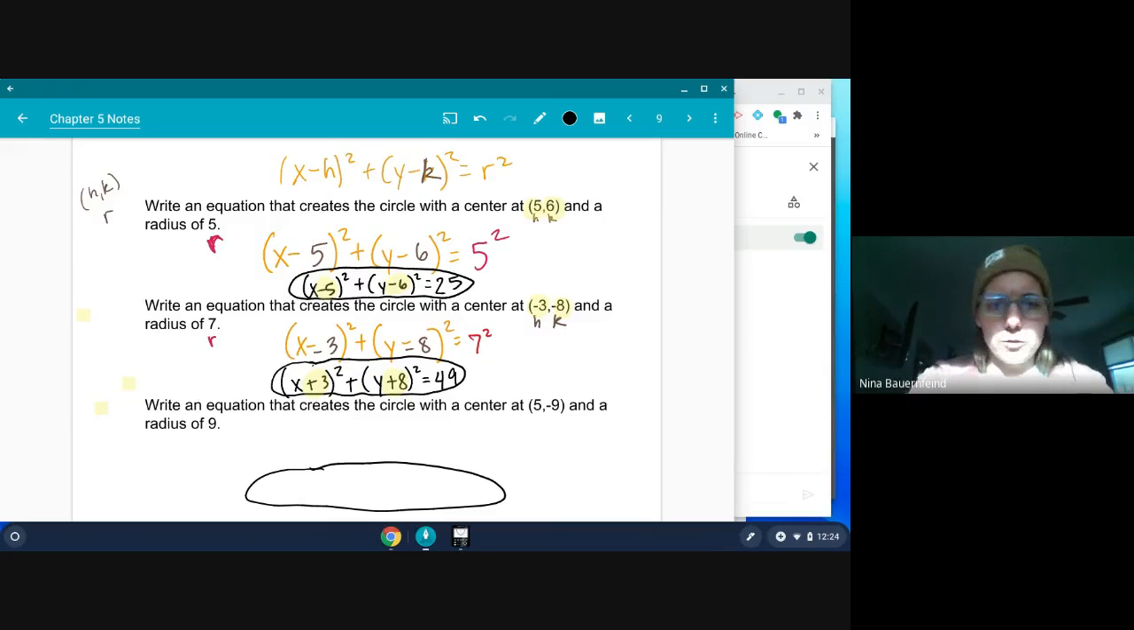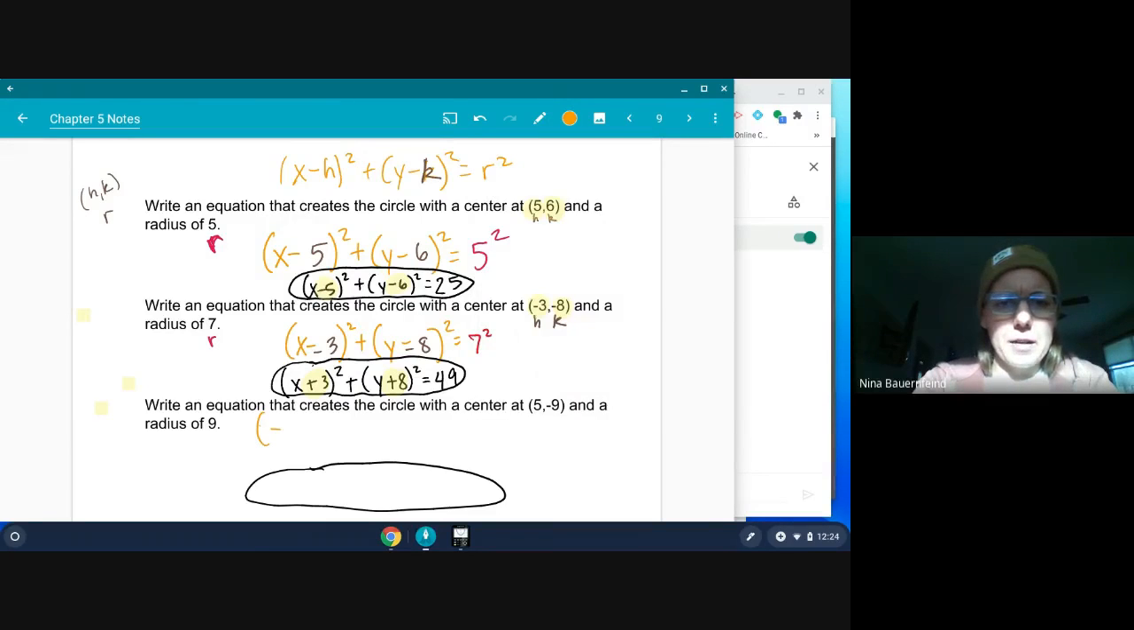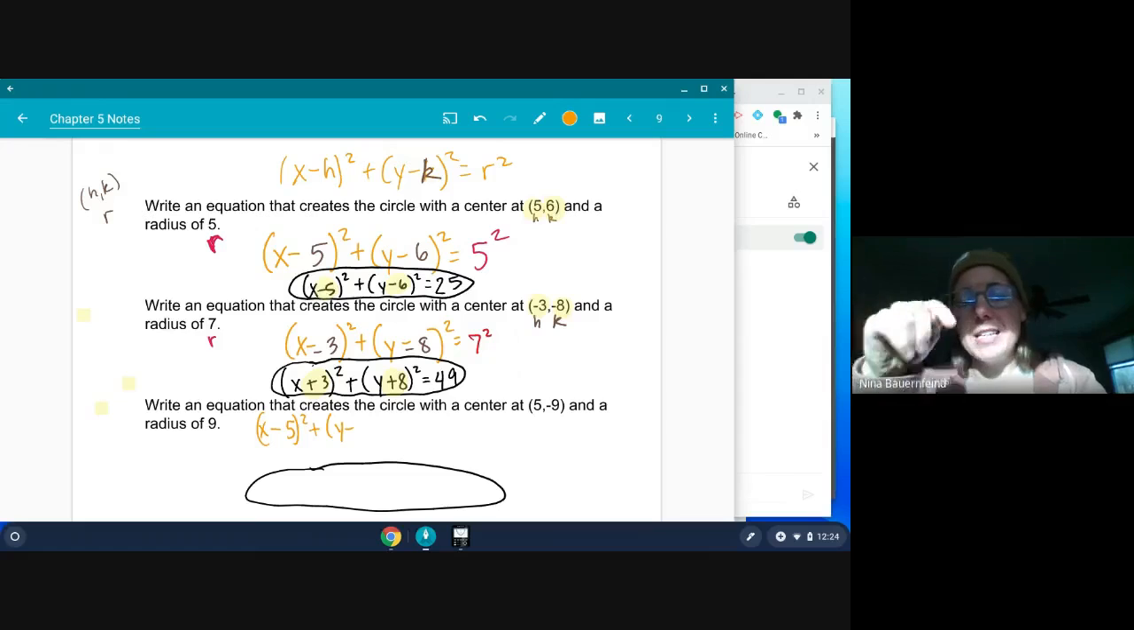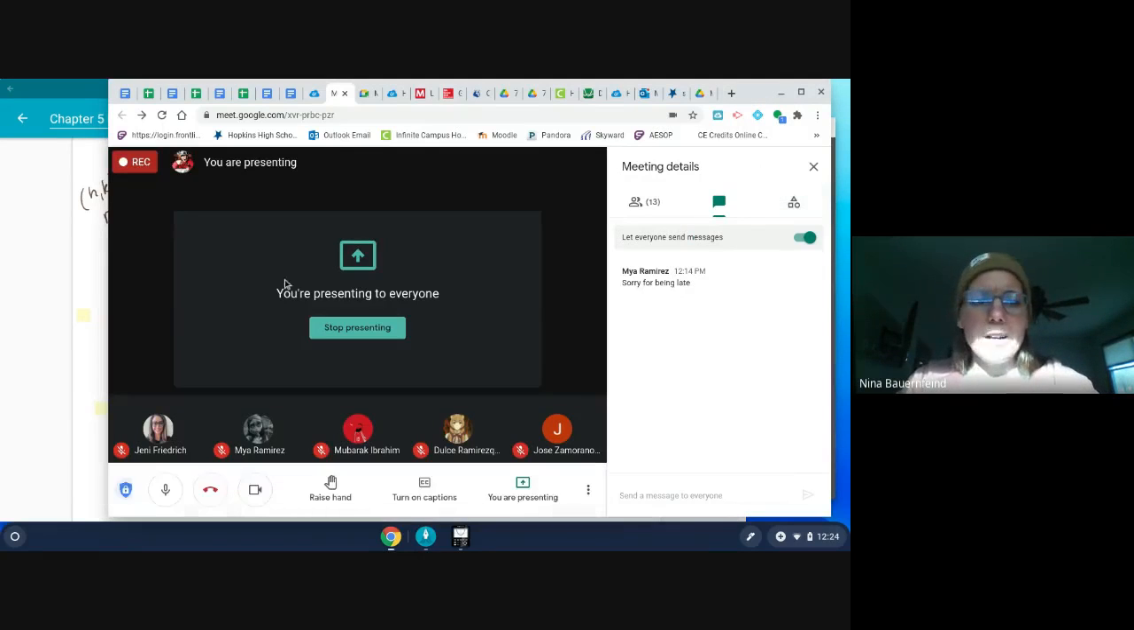Okay, so we'll start like this. We'll go x minus h. So h is the first number, so x minus 5 squared, plus y minus k is the second number. The second number is -9, so that means this is going to be a +9 inside the equation. Equals, the r is 9, so 9 squared. So we get x minus 5 squared plus y plus 9 squared equals 81, and that's our final solution for that one. How many of you got that one?